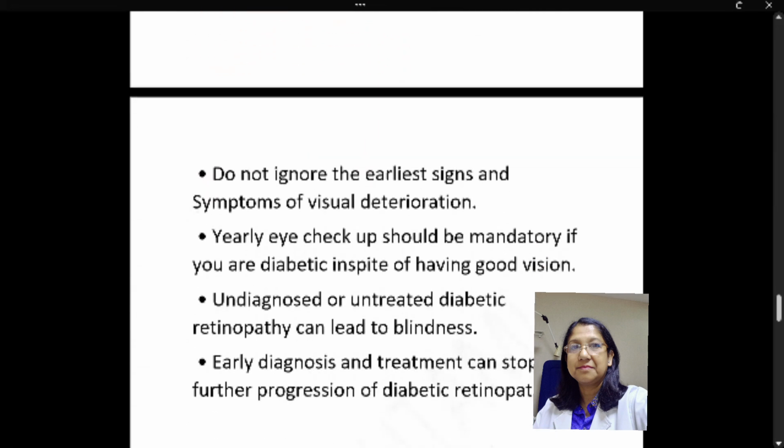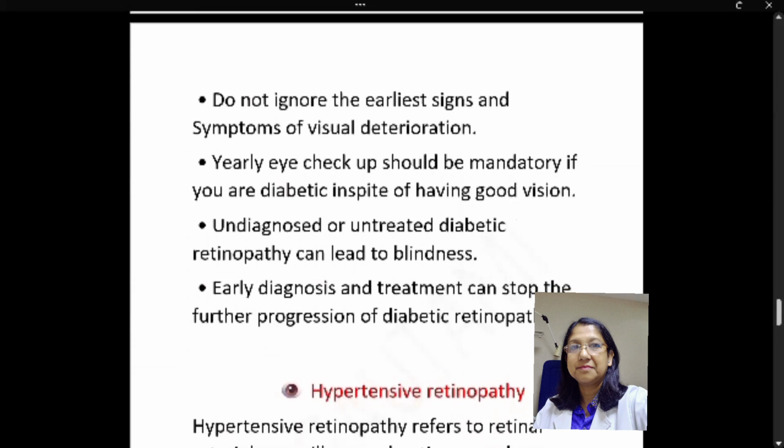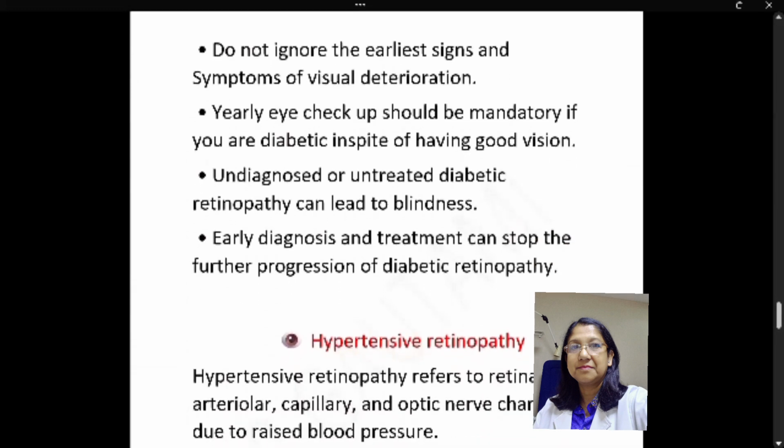So most importantly, the earlier sign and symptom of visual deterioration. Yearly eye checkup is mandatory if the patient is diabetic, in spite of having good vision, because in the early stage the vision will be very good. So, in spite of good vision, if a person is diabetic, we should have a thorough eye checkup.